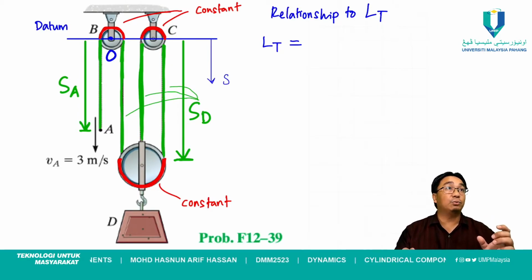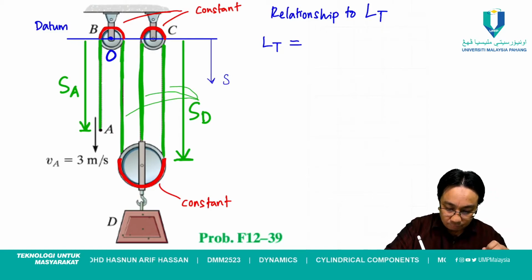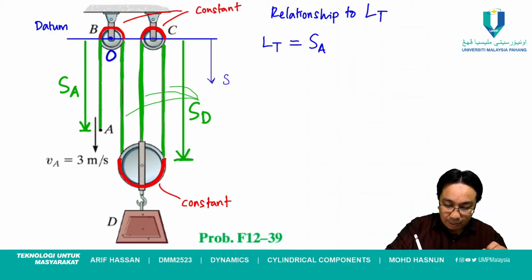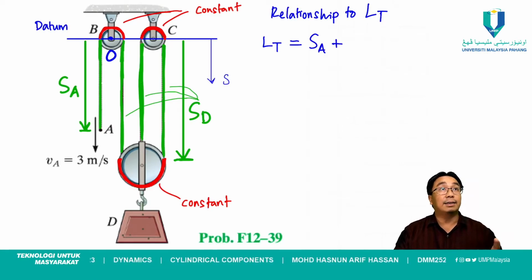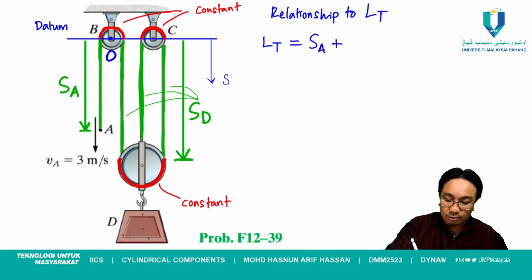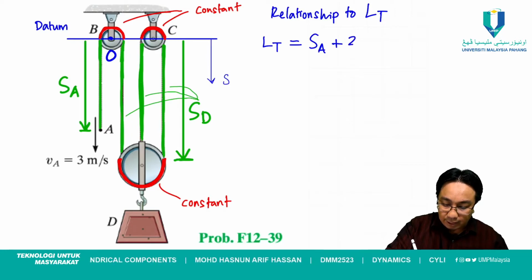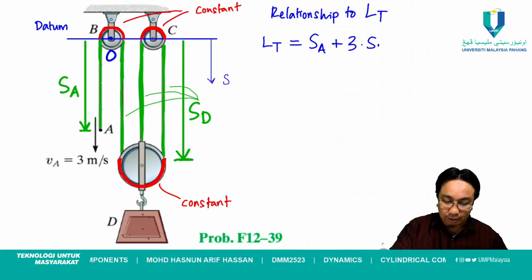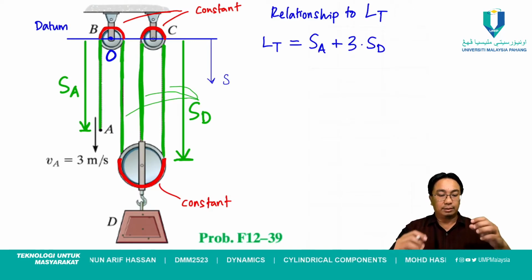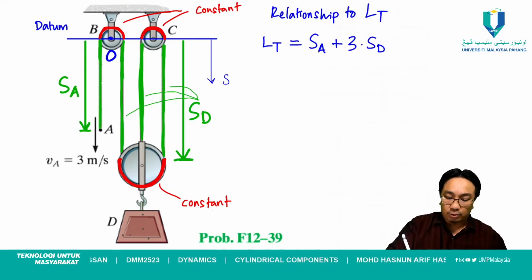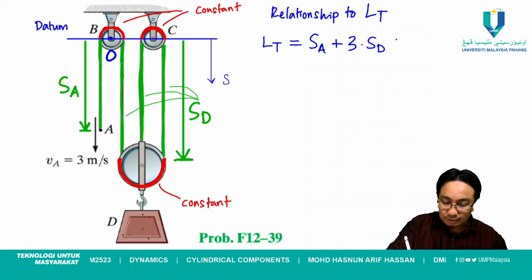Okay, the first we have SA plus SD tadi ada 3 kan, 3 SD. So we write 3 times SD lah, 3 times SD. Okay, and then we need to add also the constant part. So constant ni, let's call this as C.